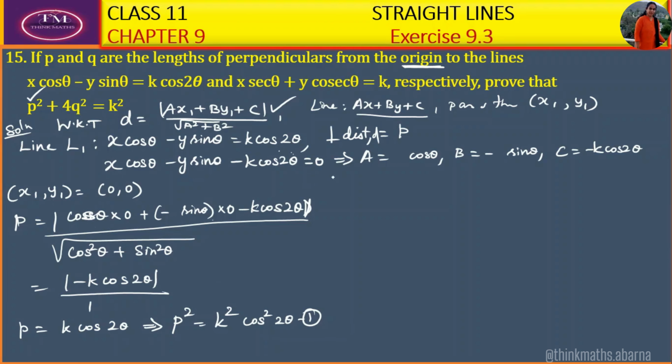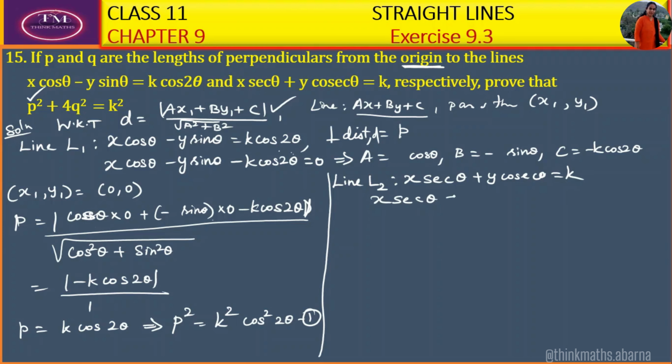So we squared here. Next, what is line 2? Line L2 is given as x secant theta plus y cosecant theta equal to k. We can write it as x secant theta plus y cosecant theta minus k equal to 0. So here a is equal to secant theta, b is equal to cosecant theta and c is equal to minus k. Now, what is the distance for this line?